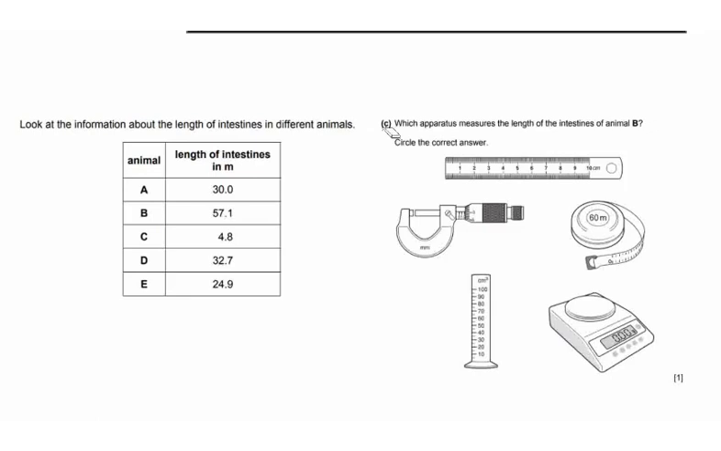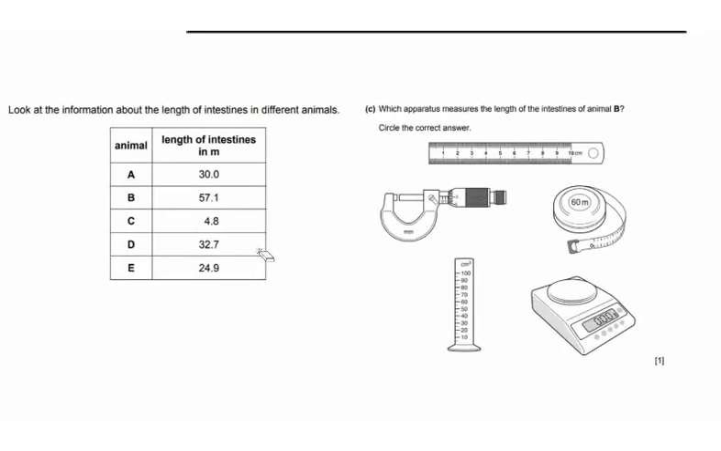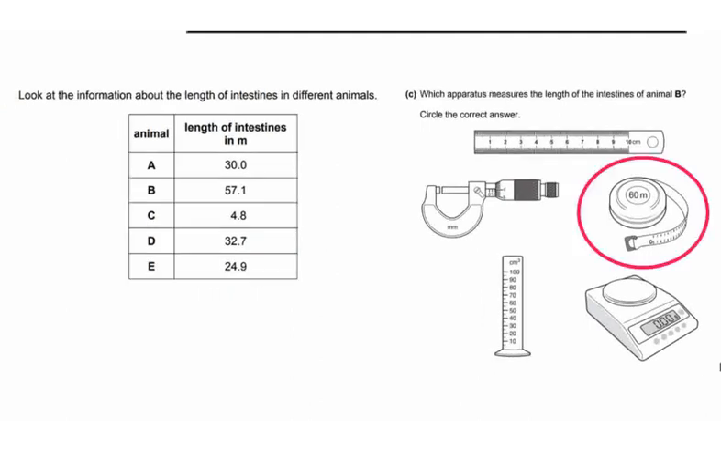Question 4C. Which apparatus measures the length of the intestines of animal B? Circle the correct answer. 10 seconds from now. Well, the answer is a meter. Well, this is a 60-meter measuring tape.